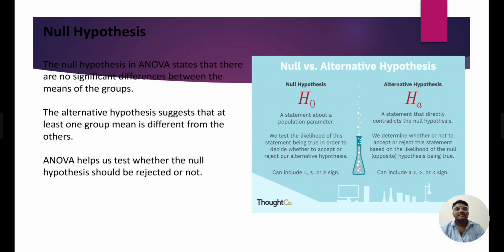Null hypothesis. The null hypothesis in ANOVA states that there are no significant differences between the means of the groups. The alternative hypothesis suggests that at least one group mean is different from the others. ANOVA helps us test whether the null hypothesis should be rejected or not.